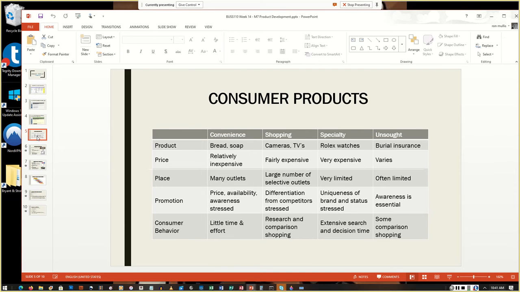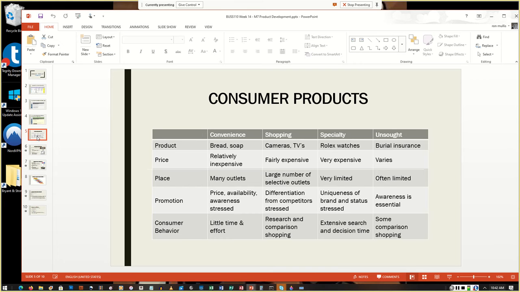The convenience products are products that consumers generally use on a daily basis. So things like bread and soap. These products can be purchased without using much thought process or any effort. The shopping products require a little more thought on the behalf of the buyer since they may be a little bit more expensive and less frequently purchased. So an example of that would be a camera, a TV, or a computer.